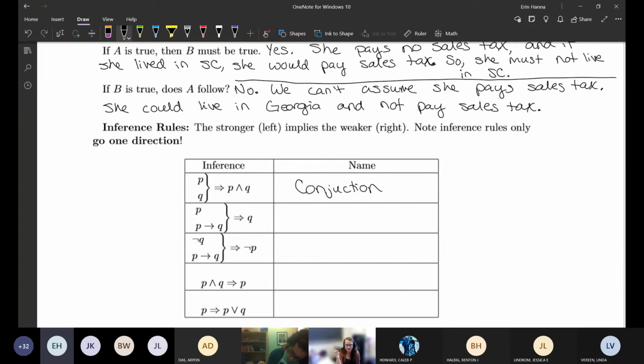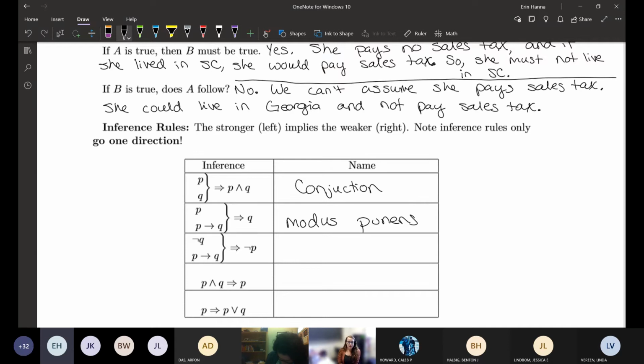Our next rule is if we have P and P implies Q. If we have both of those that we're assuming to be true, we can imply Q. This is called modus ponens, which is the one we looked at the truth table for in the very beginning. Modus ponens.